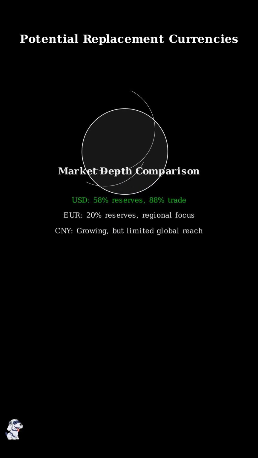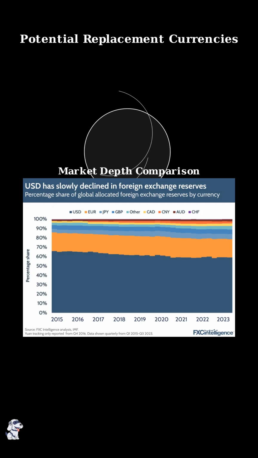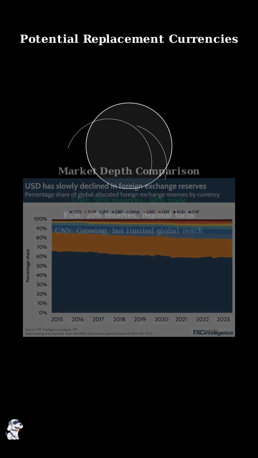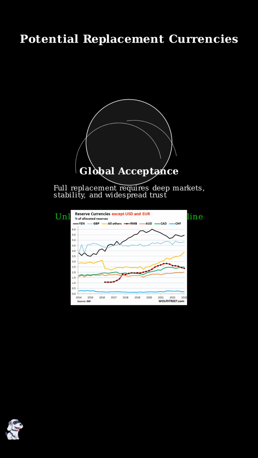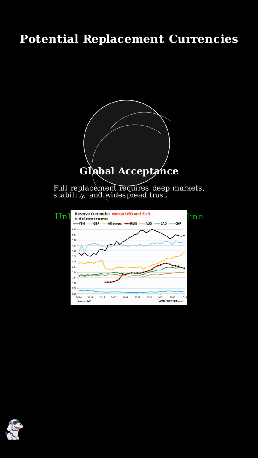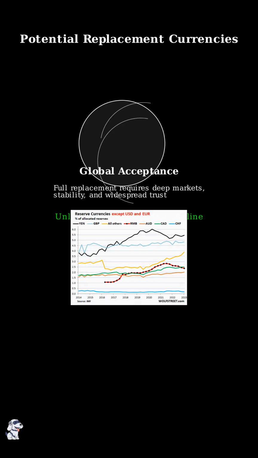Comparing market depth, the US dollar dominates with 58% of global reserves and 88% of international trade settlements. The euro holds 20% of reserves but is primarily regional. The yuan is expanding, but still lacks the broad global acceptance needed for full replacement. For any currency to fully replace the dollar, it must offer comparable market depth, economic stability, and global trust. While the euro and yuan are strengthening, a complete transition would require significant changes in U.S. influence and global economic dynamics.